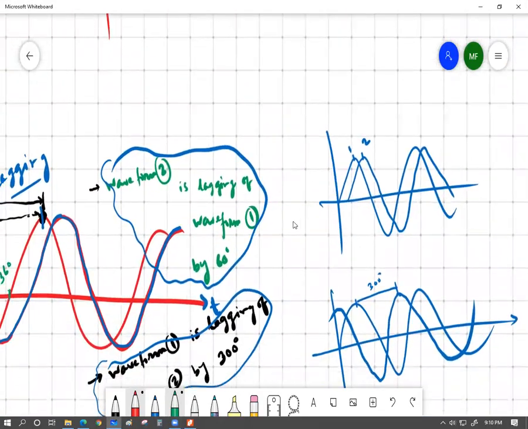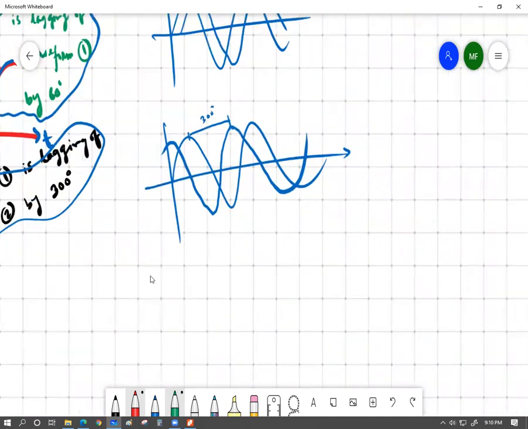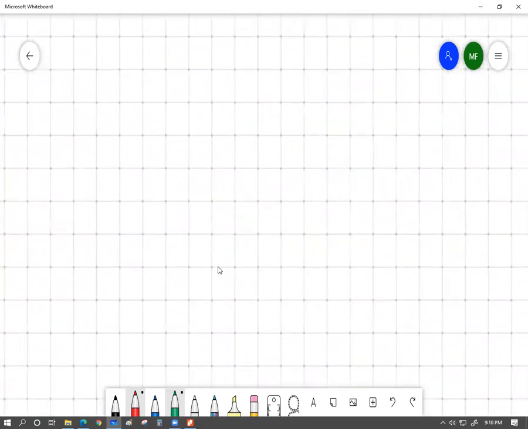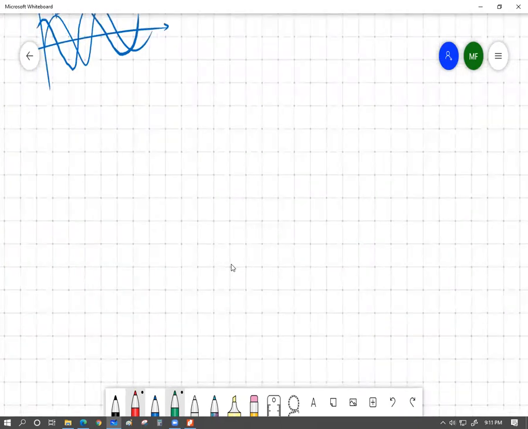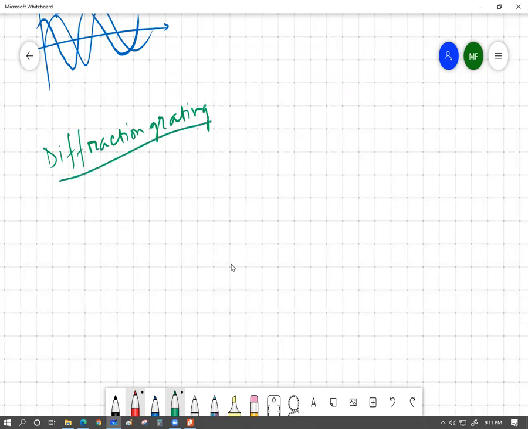So এই হচ্ছে লিডিং ল্যাগিং এর কাহিনী। Okay, the next thing that we have is what we call diffraction grading. ডিফ্রাকশন গ্রেডিং প্রতিদিন পড়াবো, আজকে ডপলার ইফেক্ট পড়াই। ডপলার ইফেক্ট is nice.